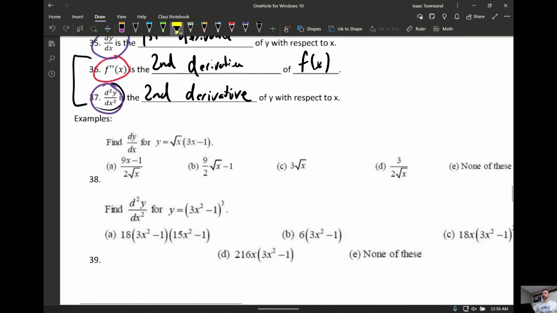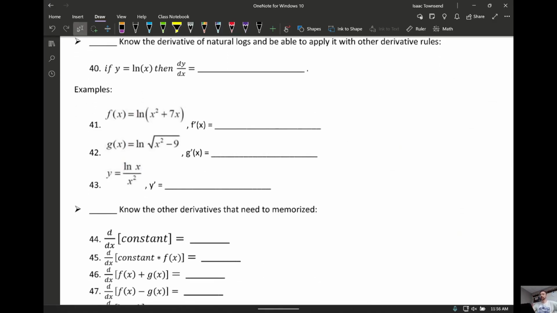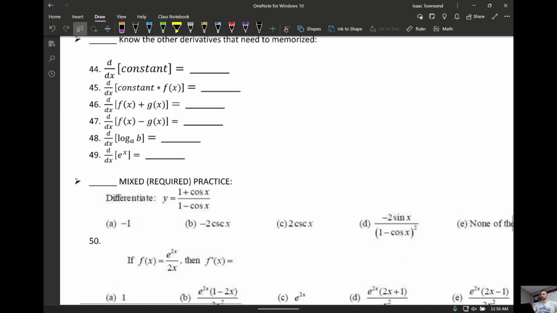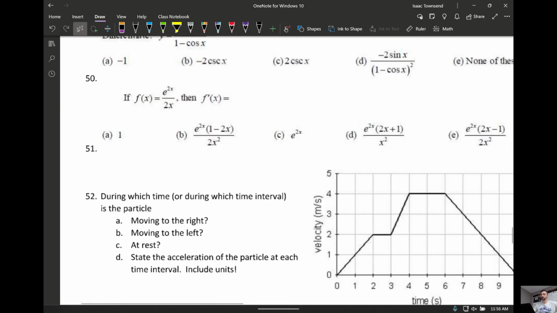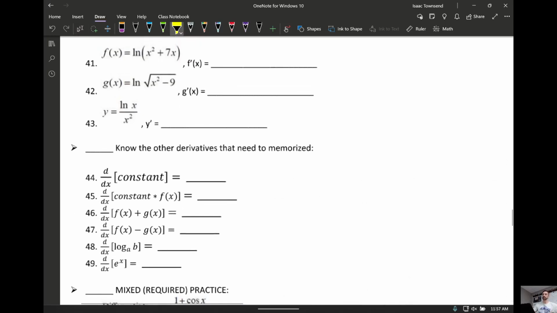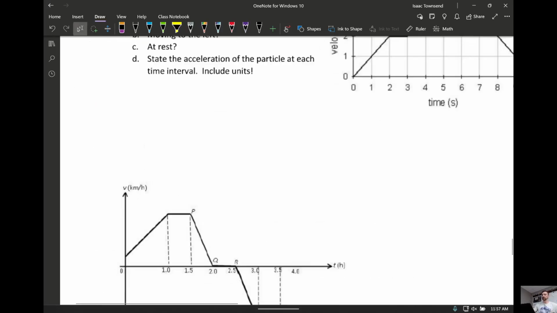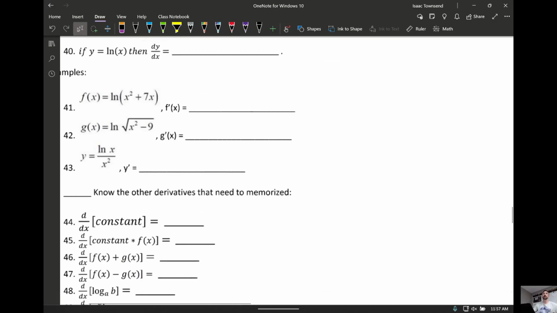Okay, let's move on to the next page, and again, we can come back if needed. So the next page looks like it has natural log derivatives, some of the properties, and then a couple of the questions just kind of mixed up. So you didn't know exactly what topic it was, but you should be able to do those if you're okay with those on the other page. So up to 52. Anything on this page?